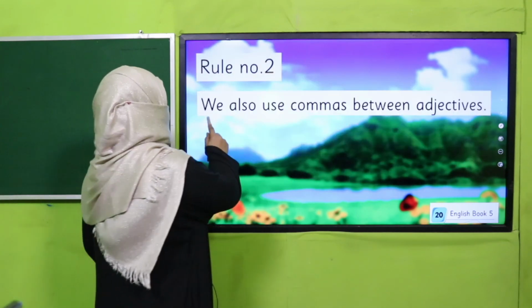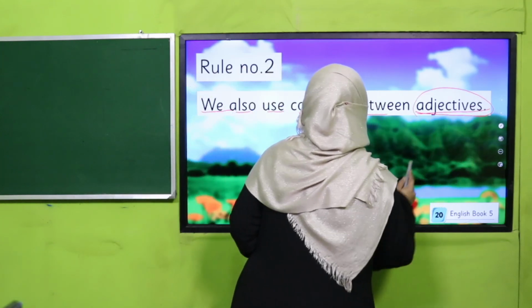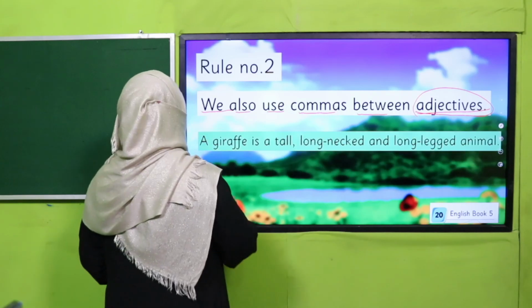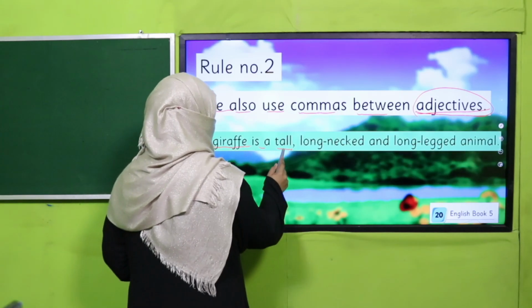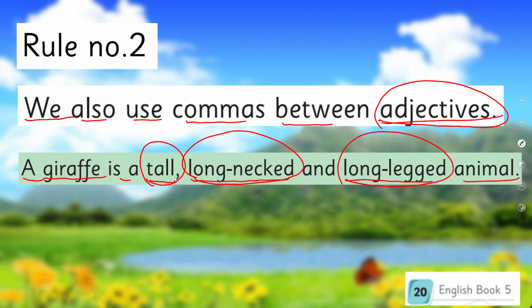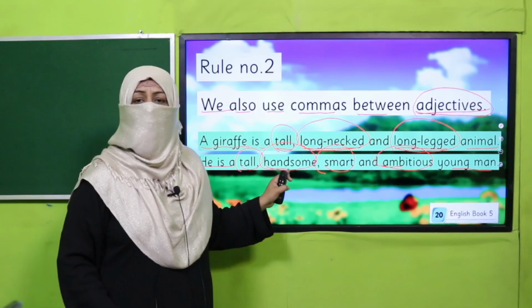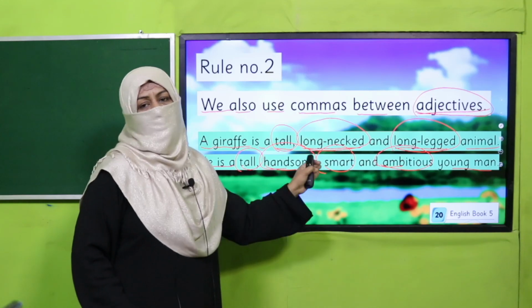Rule number 2 is we also use commas between adjectives. So when there are 3 or more adjectives, we separate them by placing commas. A giraffe is a tall, long-necked, and long-legged animal. Now you see, these are the adjectives: tall, long-necked, and long-legged. All right. He is a tall, handsome, smart, and ambitious young man. So you see, the rule is the same. Here there are 3 or more adjectives, so we separate them by putting commas.